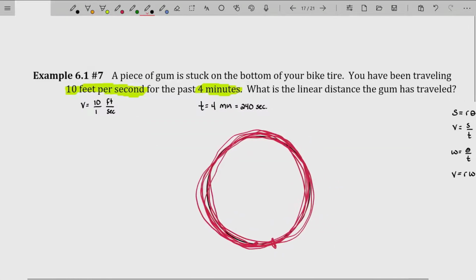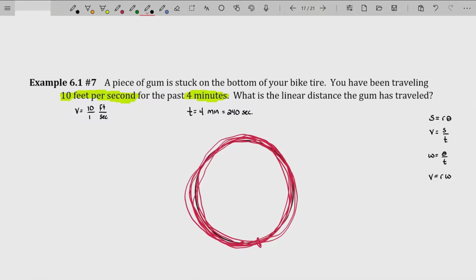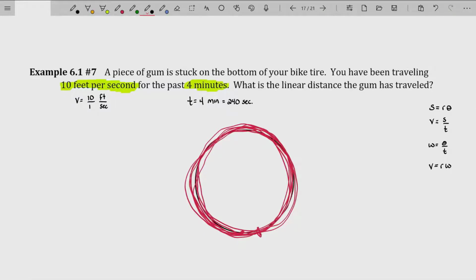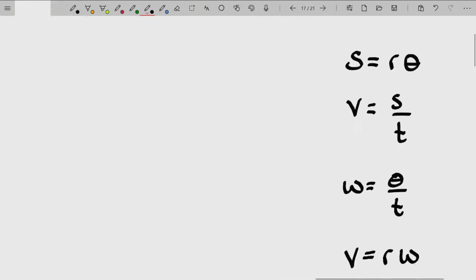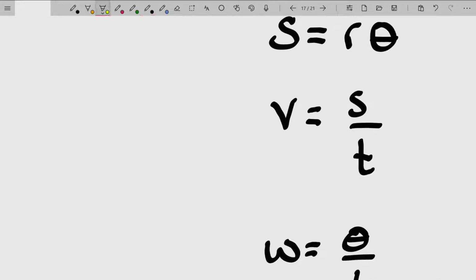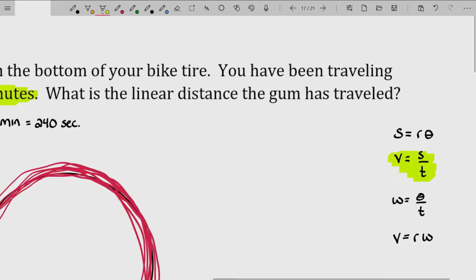All right. Now look for a formula that involves both linear velocity and time. And it's this second formula right here. Notice what they're asking is, what is the linear distance? The linear distance is a distance. It's an arc length, essentially. We want s. And so, not s factorial, but just s. So what we want to do is solve this formula right here for s.